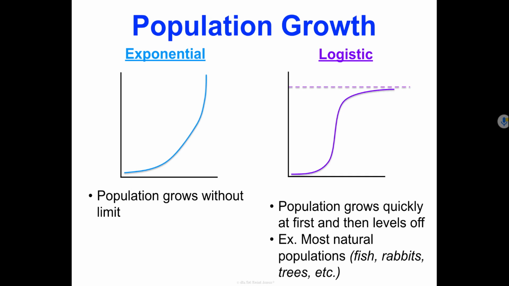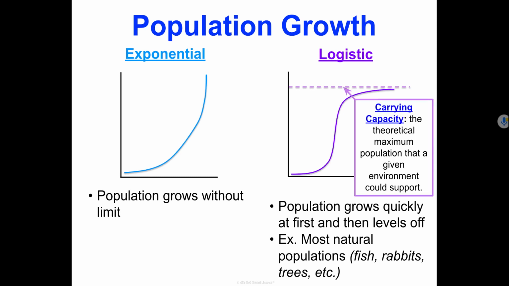The theoretical maximum population that a given environment can support is called the carrying capacity. The dashed line in the graph shows the carrying capacity, and you can always identify the carrying capacity in a graph like this by finding where the line levels off after you've seen a period of growth in the population.